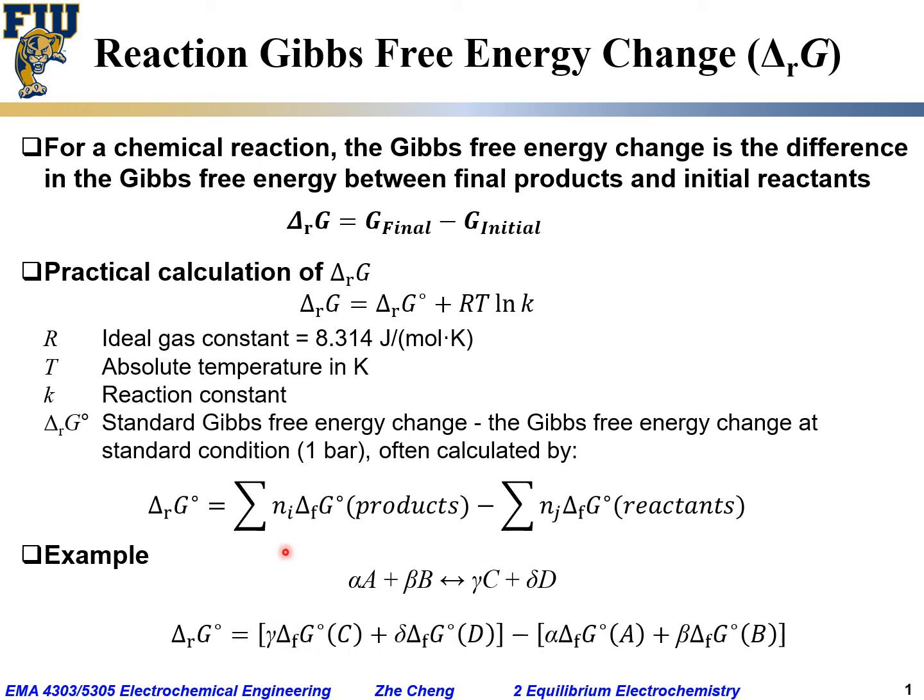You do the summation for products minus the summation for reactants. A would be a reactant, B would be another reactant, alpha would be the stoichiometric coefficient for A, beta would be the stoichiometric coefficient for B, and then you do the summation for reactants. So products minus reactants.